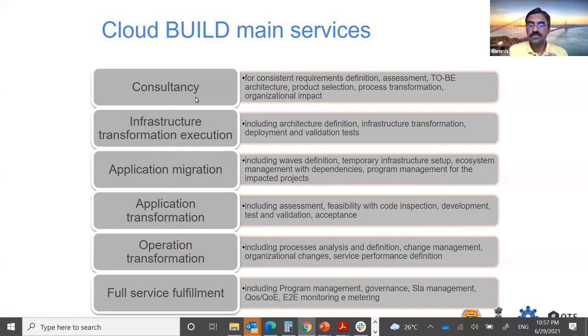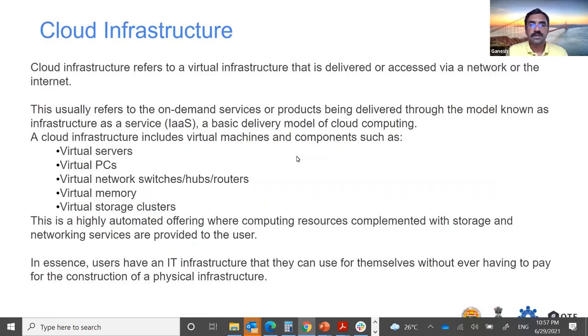As-is infrastructure, as-is service model is becoming the norm of the industry today. I just wanted to highlight this so that I can get into a more detailed discussion about the cloud infrastructure. Now, when I talk about the cloud infrastructure, it's all about the virtual infrastructure. We are living in a virtual cloud, right? What does this virtual infrastructure consist of? Virtual servers, virtual PCs, network switches, memory, storage clusters. Each and every component is a virtual environment, right?